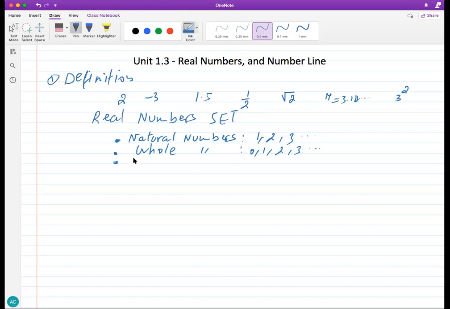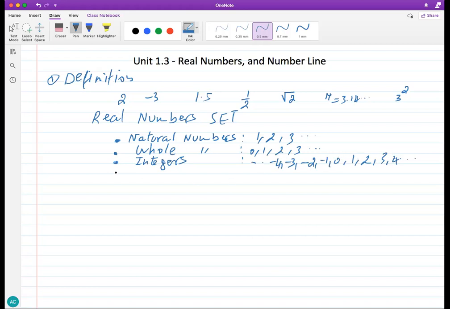So the next group is called the integers. Integers basically include all this and the negatives. So we have 0, 1, 2, 3, basically all this in addition to the negatives on the other side. Okay, so we have 4 here. And these numbers get smaller and smaller. This is what we call integers. 0, the positives, and the negatives.